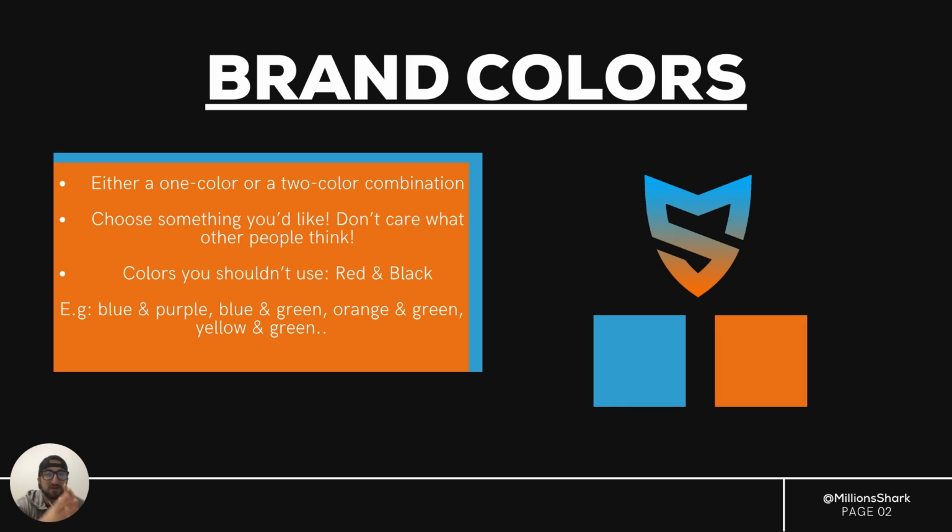First and foremost, we're going to talk about your brand colors. You want to choose up to two, maybe 3 contrasting colors. So as you can see with Million Shark, as we break it down, I chose a very bright blue and a very contrasting bright orange. I chose those 2 colors because they actually go well together. It creates a very good look.